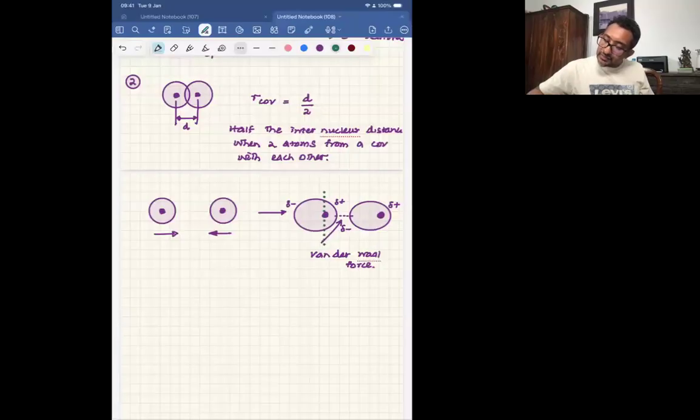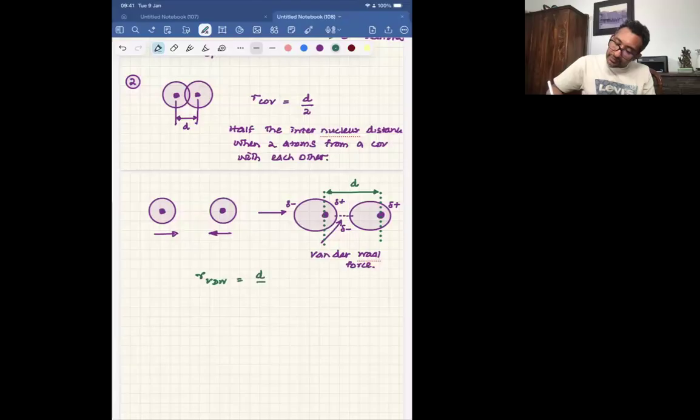At that time, if you look at the internuclear distance, this d, the Van der Waals radius is equal to d divided by 2. Whenever two atoms are bound to each other using a temporary Van der Waals force, half the internuclear distance is called the Van der Waals radius.